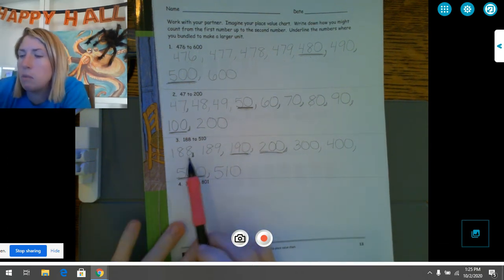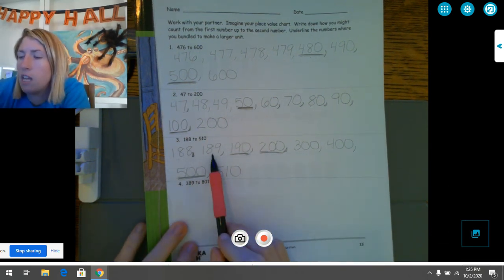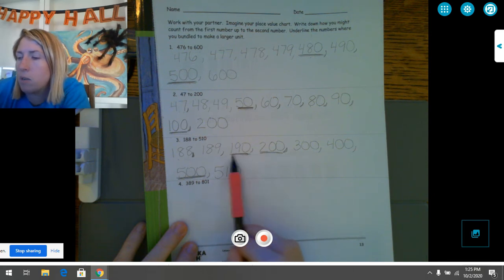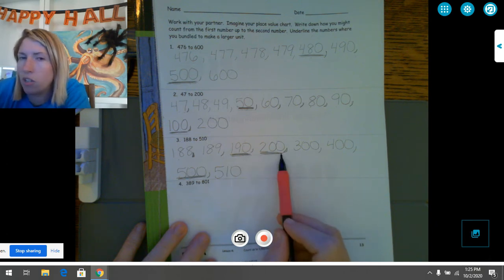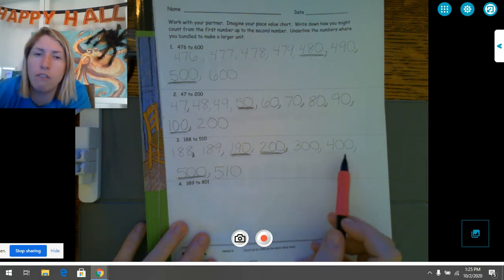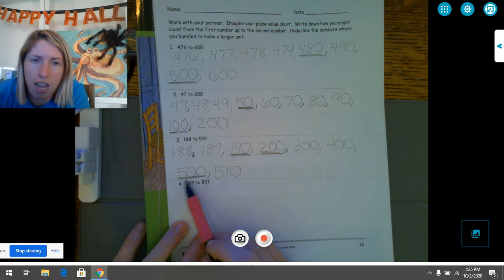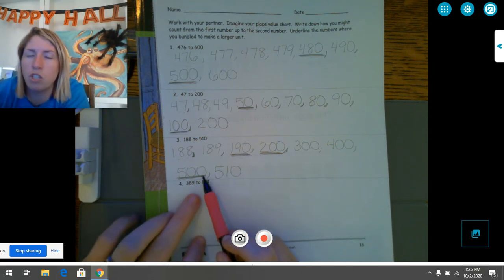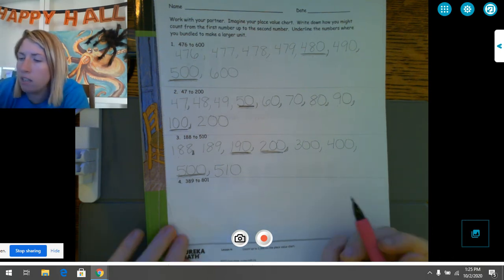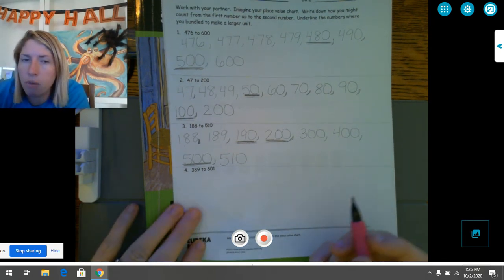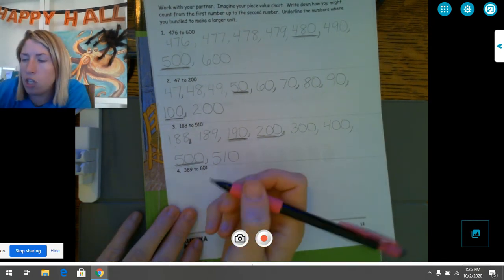So we counted by ones, 188, 189, 190, and then we switched and we started counting by tens, 190, 200. And then we switched and started counting by hundreds. So 200, 300, 400, 500. And then we had to stop counting by hundreds and switch to counting by a 10 here. So 510. Great job. All right, last one on the front here, number 4, 389 to 801.